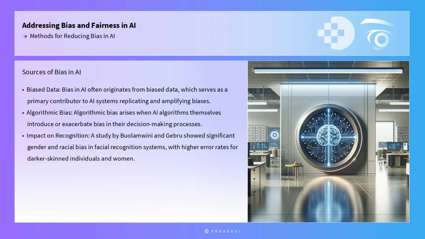Bias in AI can originate from several sources, including biased data, algorithmic bias, and human biases that inadvertently influence AI models. Data bias is often a primary contributor, as AI systems learn patterns from the data they are trained on. If this data is biased, the AI system will likely replicate and even amplify these biases. For instance, a study by Buolamwini and Gebru demonstrated significant gender and racial bias in facial recognition systems, revealing higher error rates for darker-skinned individuals and women. This highlights the importance of using diverse and representative datasets in AI training to minimize bias.